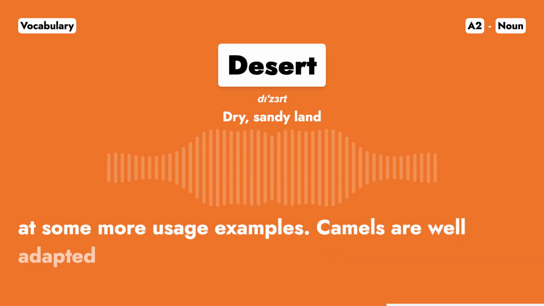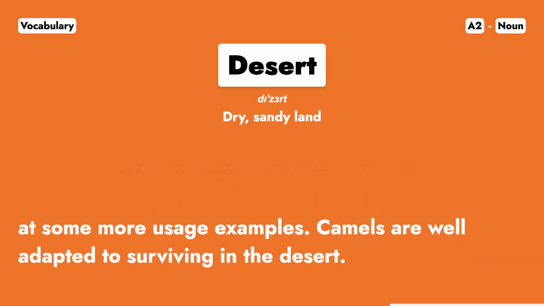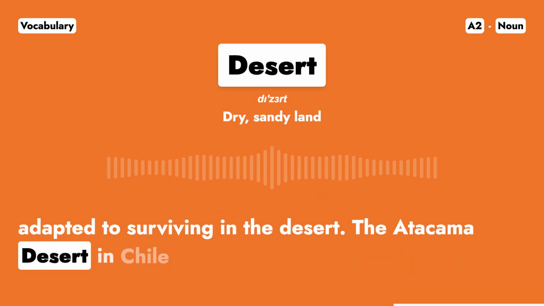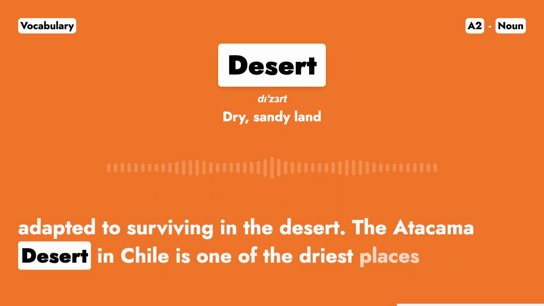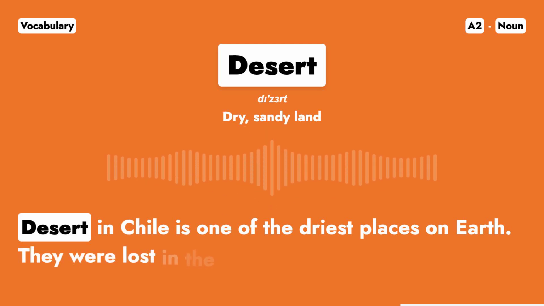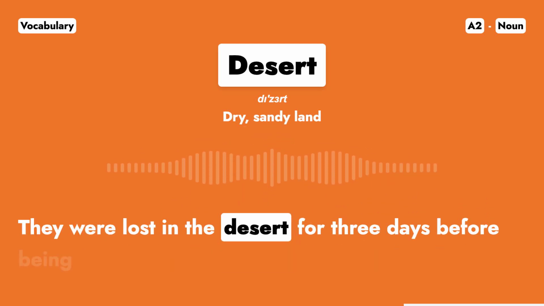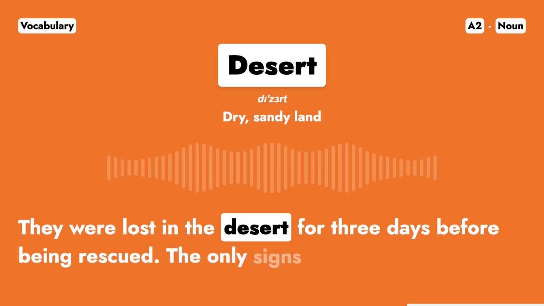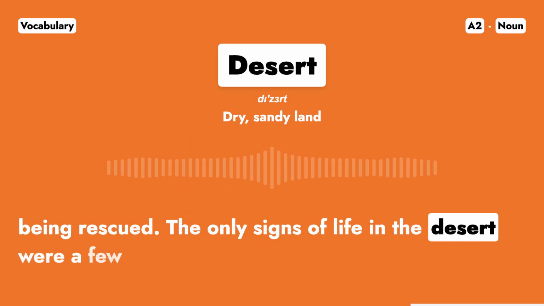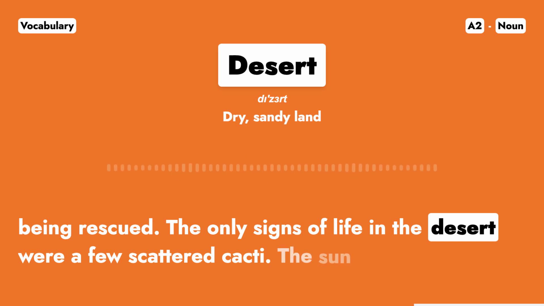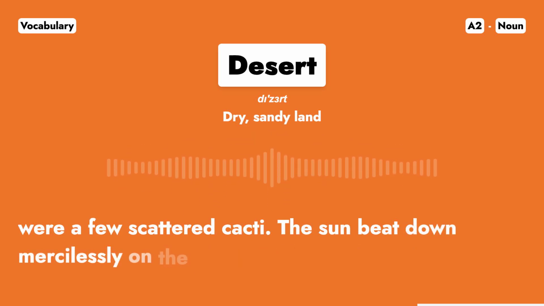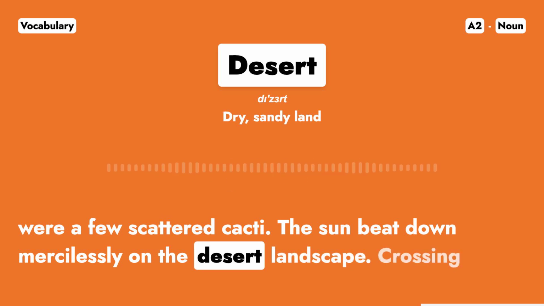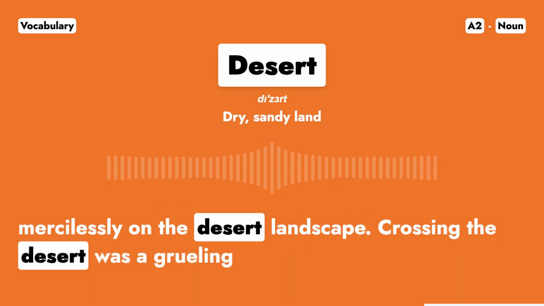Camels are well adapted to surviving in the desert. The Atacama Desert in Chile is one of the driest places on Earth. They were lost in the desert for 3 days before being rescued. The only signs of life in the desert were a few scattered cacti. The sun beat down mercilessly on the desert landscape. Crossing the desert was a grueling journey.